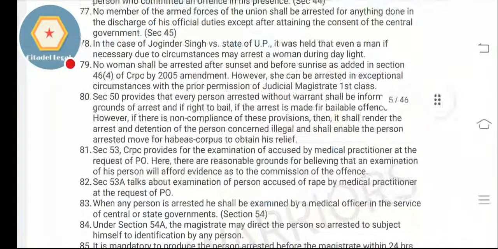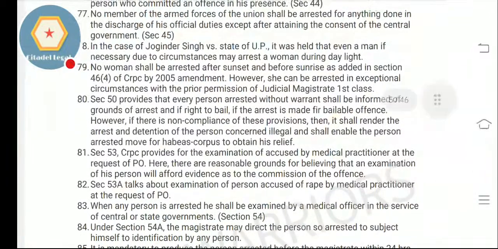Point number 80, please concentrate. Section 50 provides that every person arrested without warrant shall be informed of the grounds of arrest, and of the right to bail if the arrest is made for a bailable offense. So first of all, the person must be made aware of the grounds of arrest for the offense for which he has been arrested, and if there is a right to bail, or the offense is bailable, then that person must be made aware that he has to give bail for his offense.